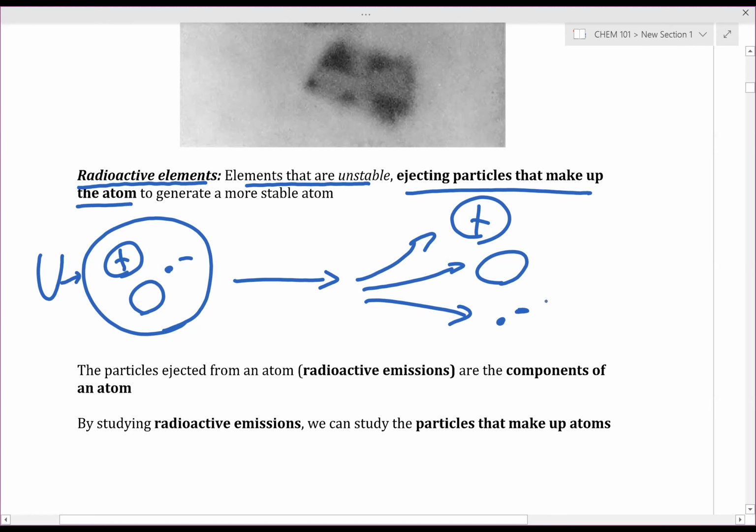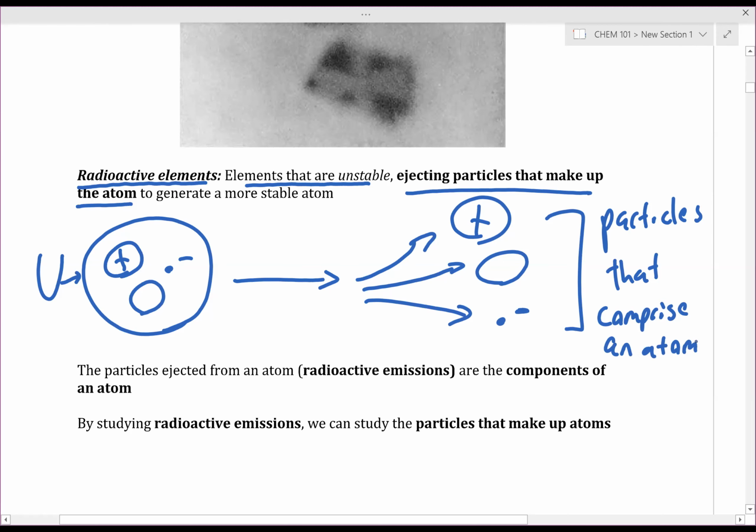So by looking and studying the emitted particles from a radioactive element, where did all of these particles come from? Where were they emitted from? From uranium, and fundamentally, what were they a part of before they were shot off? They're part of an atom. So these are the particles that make up or comprise an atom. Does that make sense to everyone?